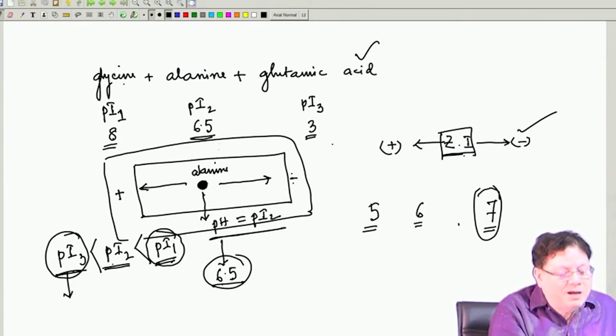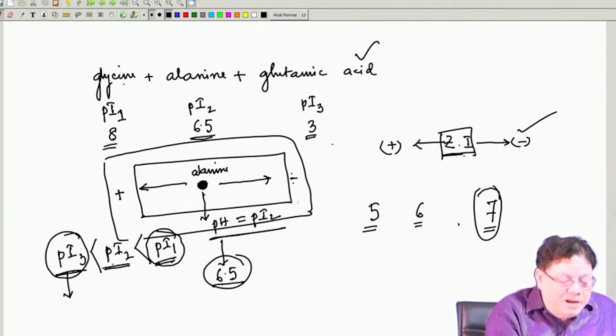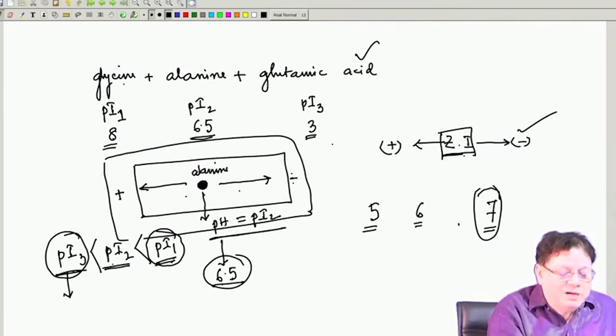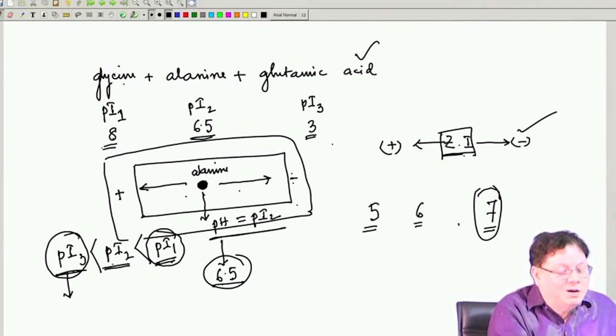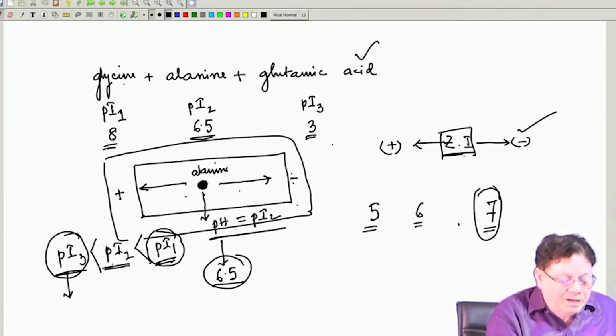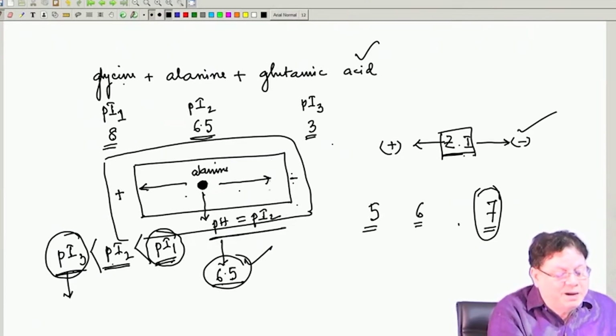So, I first apply the solution containing the amino acids in the middle. The one which has the pI in between the other 2, that means the middle one, 6.5, is alanine. So, I maintain the pH of the medium in which this paper or gel is immersed at the pI of the one in between the other 2, 8 and 3. So, 6.5 is the pH I maintain for the buffer system here, and then I apply the voltage.